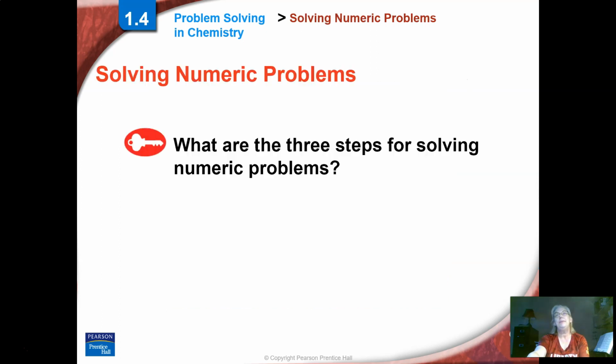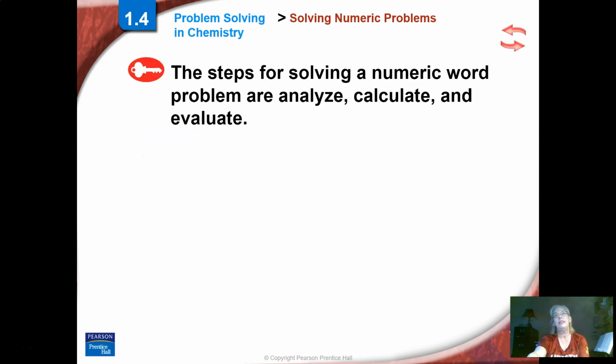And there's going to be 3 steps that you'll see in the workbook to solve number problems, or we have to do math. So we're going to analyze the problem first. We're going to get all the given information, and then we're going to figure out what we're trying to solve for. We're going to calculate, and then we're going to see if our answer makes sense. So that's evaluate. So we're going to analyze first.